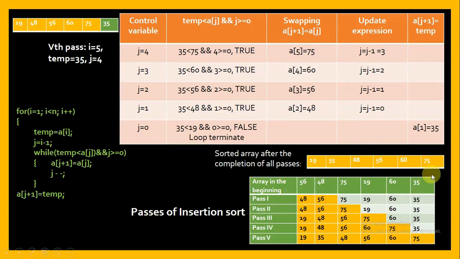So if we see all the passes together in this array, we can see after the first pass, these 2 elements are sorted. After the second pass, these 3 elements are sorted. After the third pass, these 4 elements are sorted, and 5 elements are sorted, and then all the 6 elements are sorted after pass 5. So n minus 1 passes are required to sort an array of n elements.